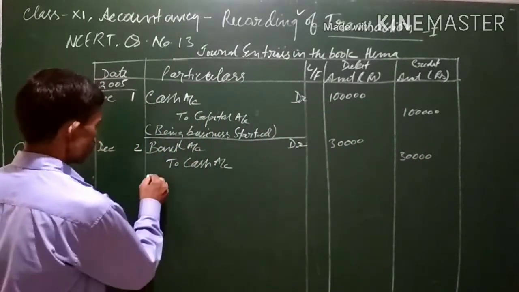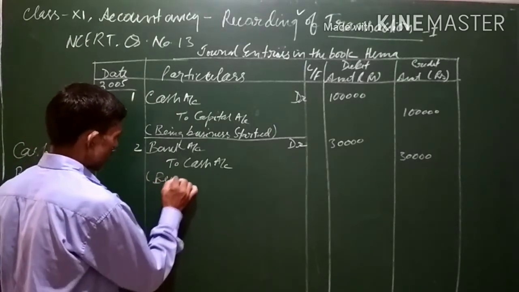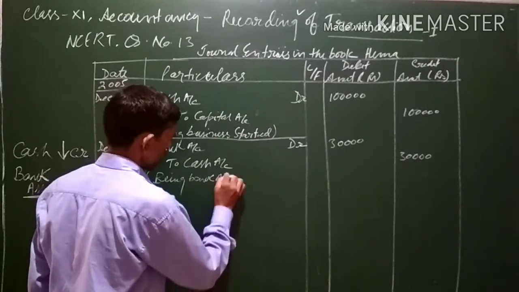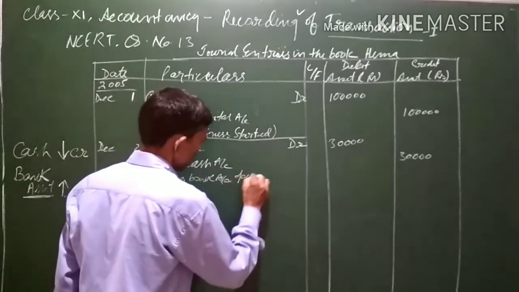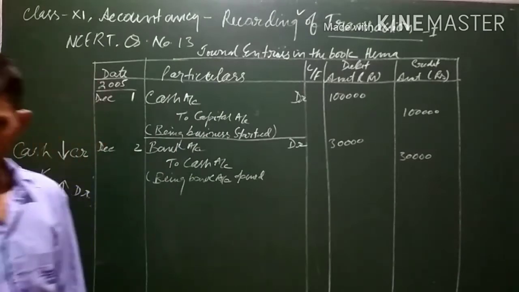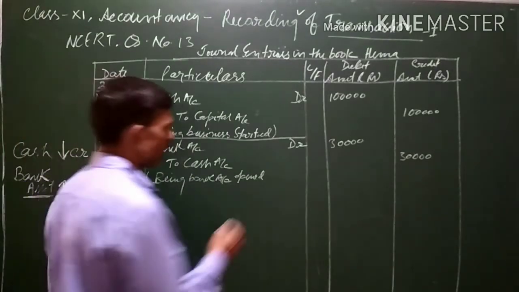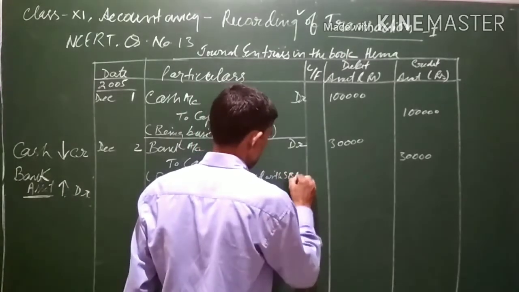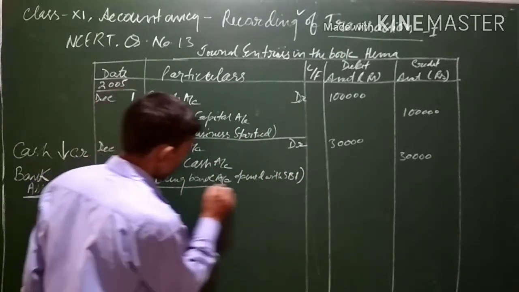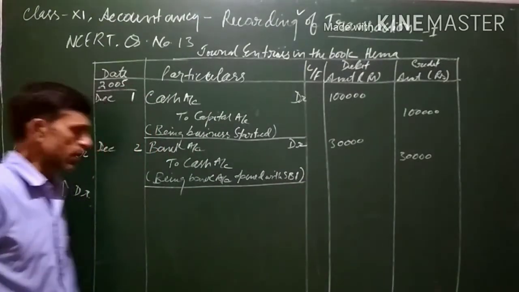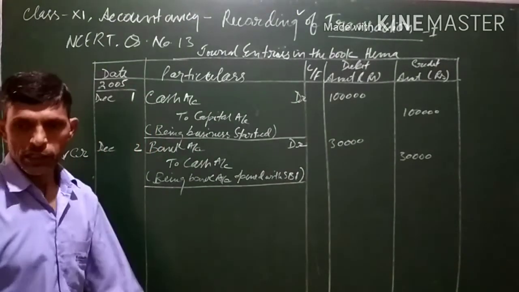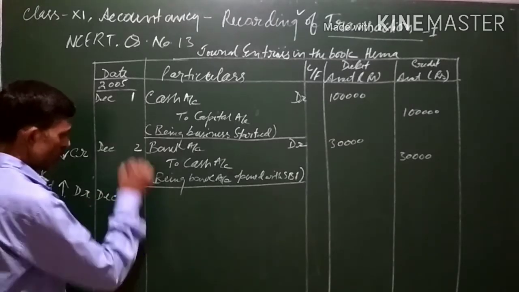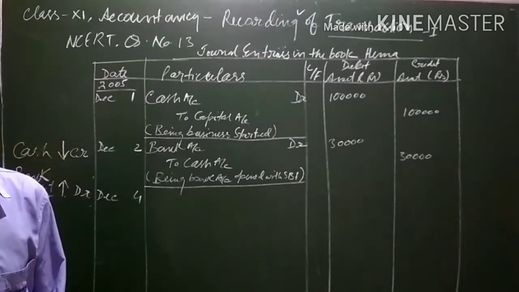In narration, in short, you can write being bank account opened with, you can say HDFC or SBI, you can say with SBI. That's all. And after narration, underline it. Next, third, on December 4th, see what is happening. Purchase goods from Ashu.